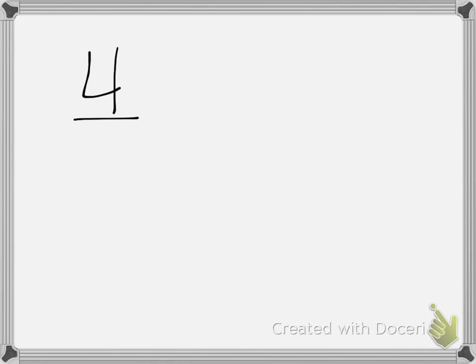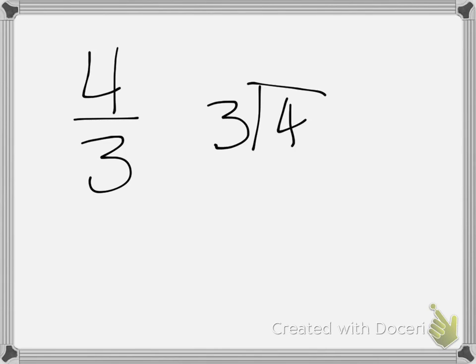So 4/3 changed to a mixed number. 4 divided by 3. 3 goes into 4 one time. 4 minus 3 is 1. And so we have 1 and 1/3. So that's the answer to that one. I'm going to do another one.